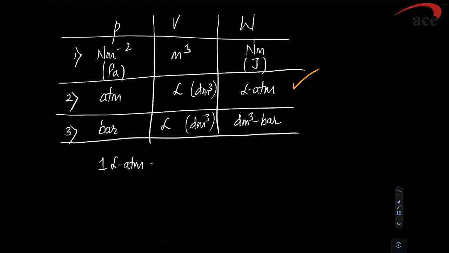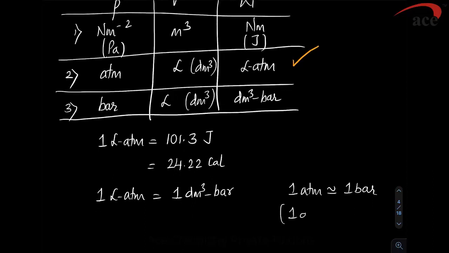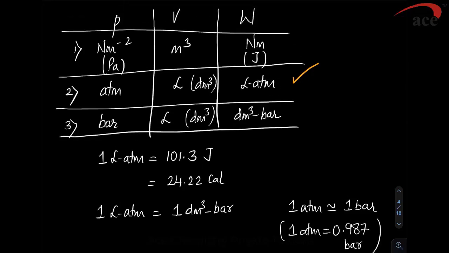This is another unit, and you should know the correlation between all the units. 1 liter atmosphere is 101.3 joule, which is 24.22 calorie. 1 liter atmosphere can be almost considered equal to 1 decimeter cube bar, because 1 atmosphere is almost equal to 1 bar. If you want to know exactly, 1 atmosphere is equal to 0.987 bar. So, you should correlate all these required things, and you are already aware 1 Newton meter is nothing but 1 joule.